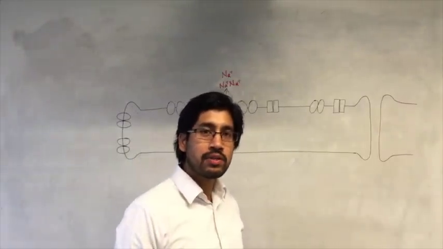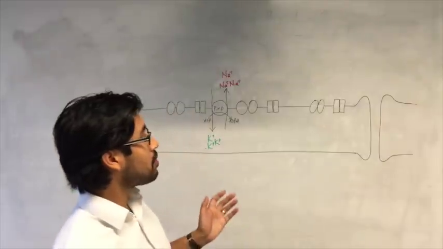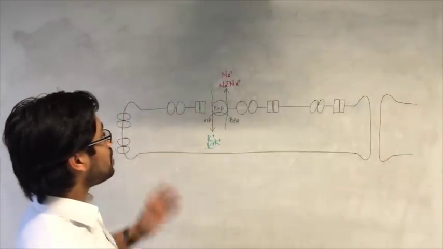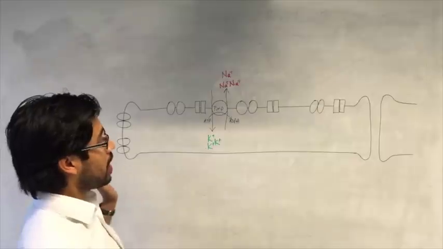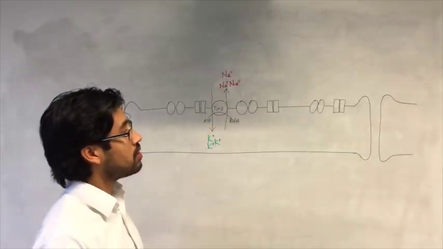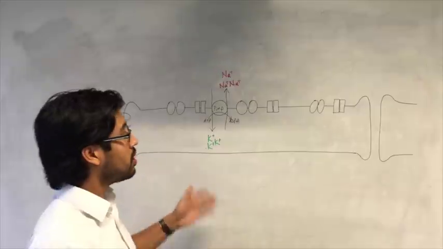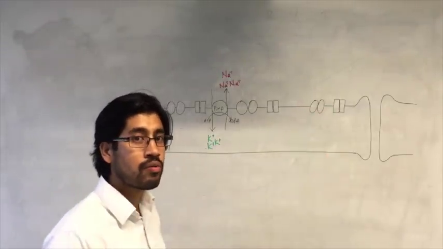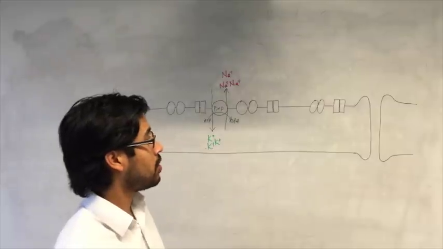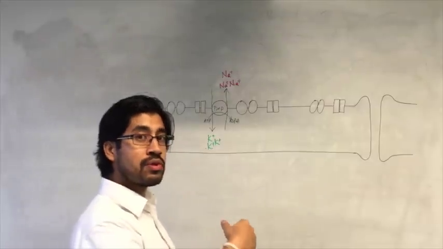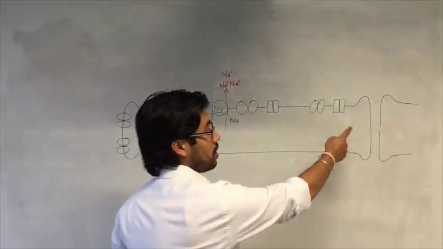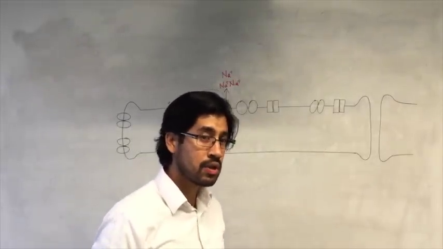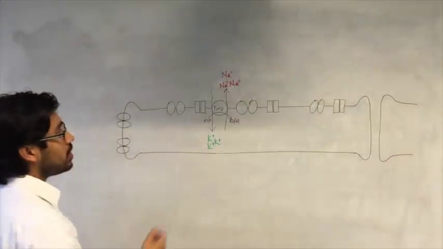Hi guys, so in this video I'm going to be talking about the action potential: how it can be initiated, how it moves along the axon or dendron, and then finally how it gets to the other end of the neuron. What happens to the signal after it gets to the end of the neuron will be the subject of a different video. Okay, so let's begin then.